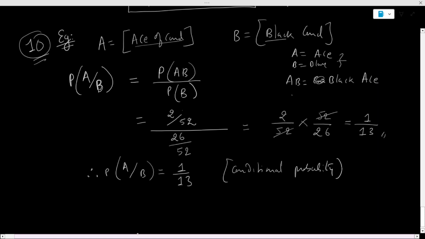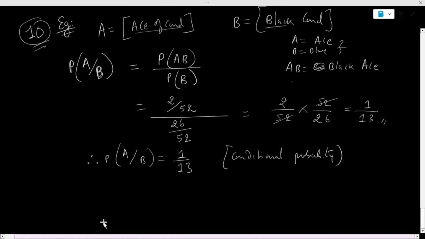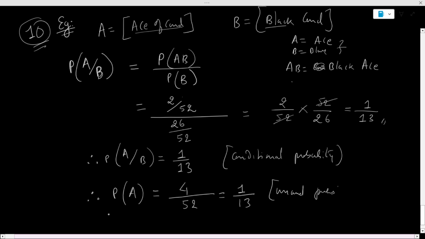Now let us see whether these two events A and B are independent or not. So let us calculate the probability of getting an ace. This is equal to 4, because there are 4 aces, divided by the total number of cards, 52, and if we operate it, we get 1 divided by 13. This is our unconditional probability.